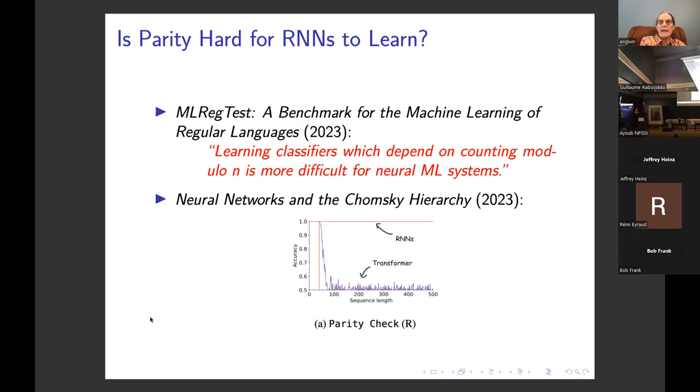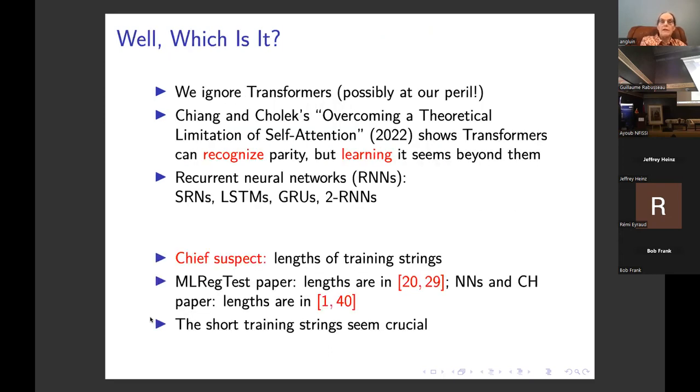So this disparity created a conflict for me. Which one was it? So in this talk, we'll ignore transformers, possibly at our peril. As the Delétang paper showed, even under good circumstances, transformers seem to have trouble with parity. There's a recent paper of Chiang and Cholak that says transformers can represent parity, which was quite a feat in itself. But lots of work seems to have shown that empirically learning it seems to be beyond them.